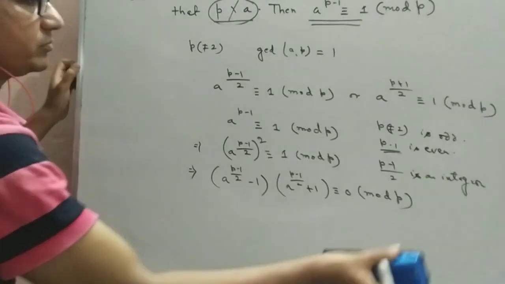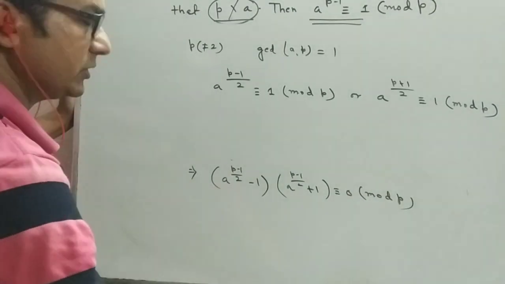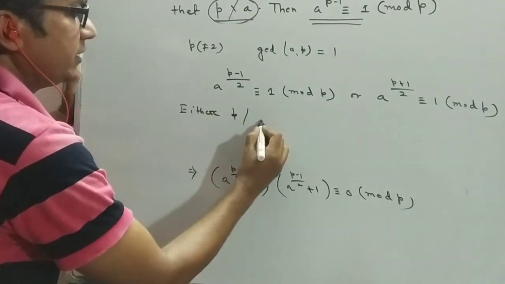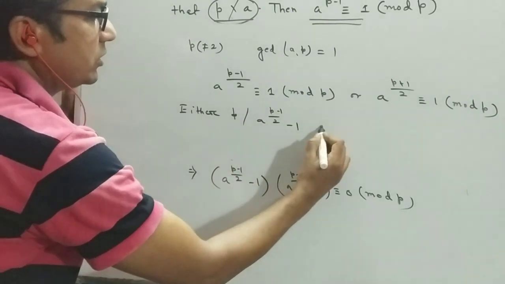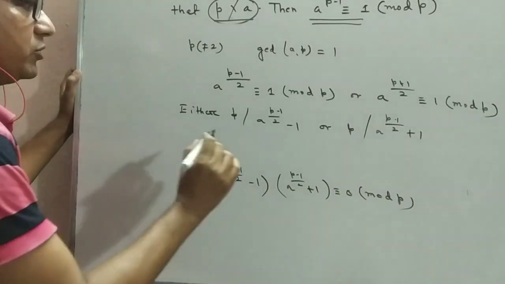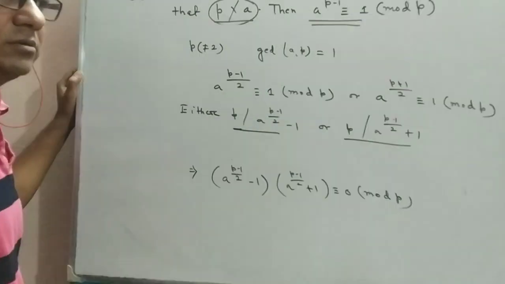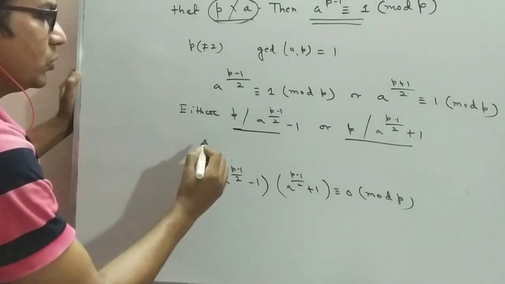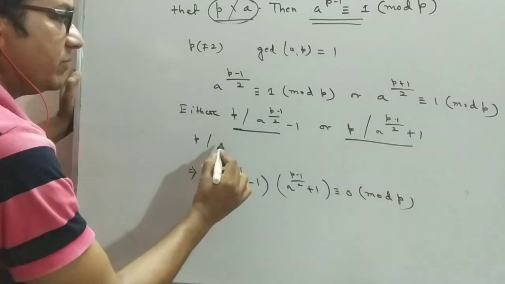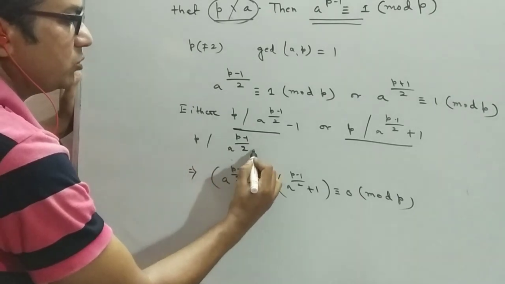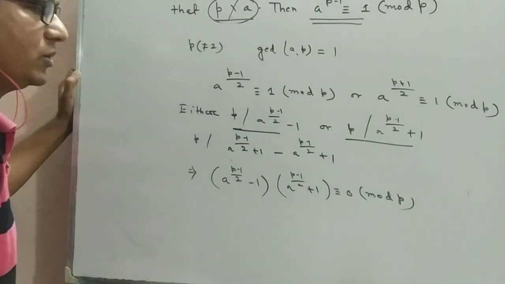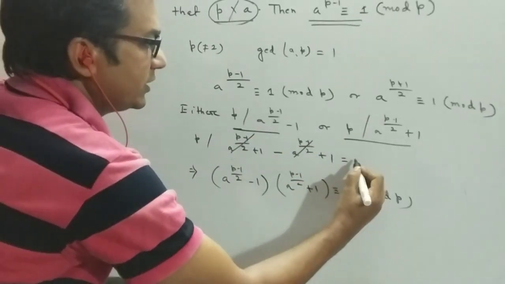That is, either P divides A to the power (P minus 1) by 2 minus 1, or P divides A to the power (P minus 1) by 2 plus 1. Okay, if both the relations hold together, then P divides this and this also. Then we can write P divides A to the power (P minus 1) by 2 plus 1 minus A to the power (P minus 1) by 2 minus 1. This minus this, so cancelling them, we get this is equal to 2.